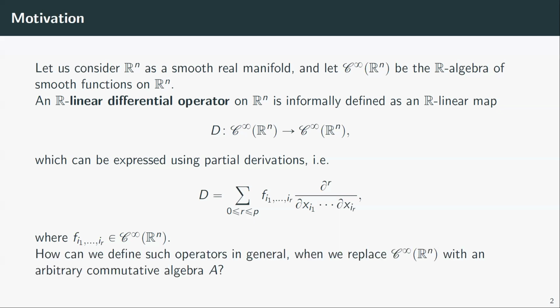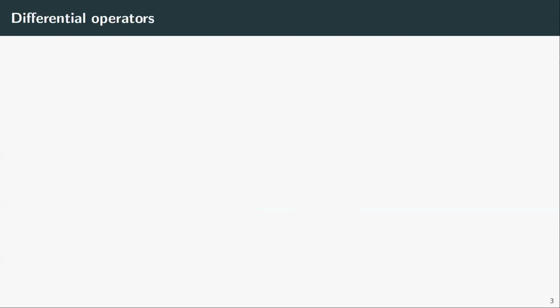The question is then, if you replace the algebra C infinity of R^n with any arbitrary commutative algebra, can we find a way to define algebraically those operators? And so we will use a definition which was formulated by Grothendieck. So we work over a commutative unital ring K, and A is a commutative unital algebra over K.